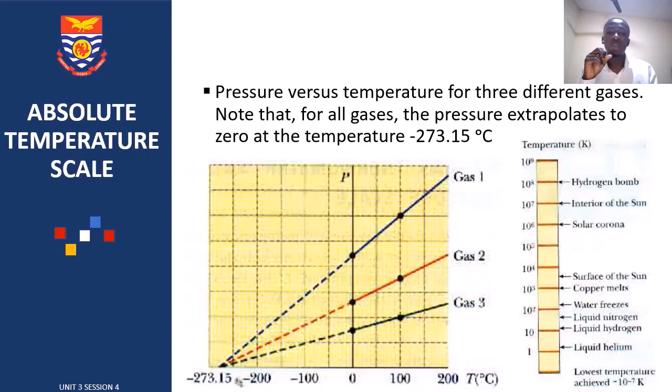That is minus 273.15. We can and will use this to create a new temperature scale. That is the absolute temperature scale. This common temperature at which all the constant volume gas thermometers converge is called absolute 0.